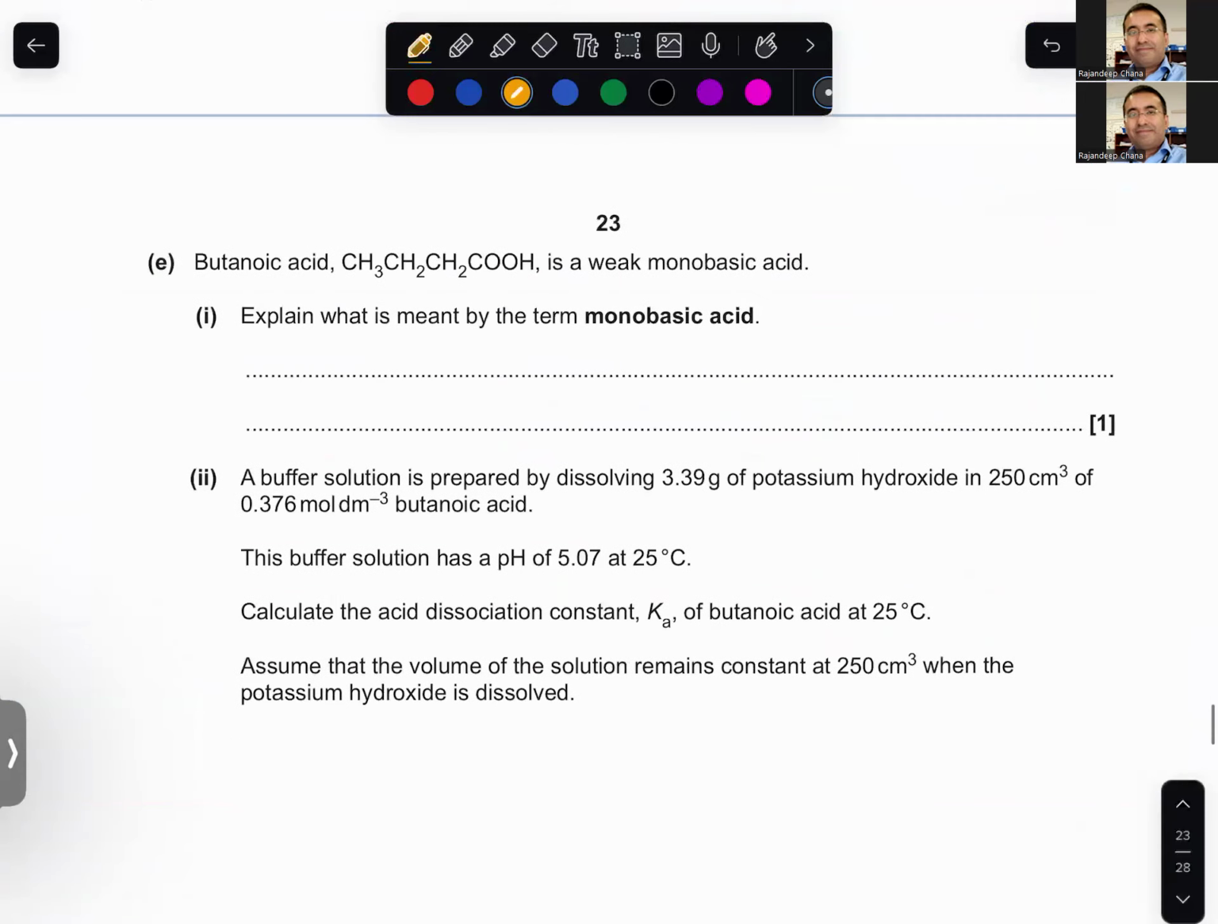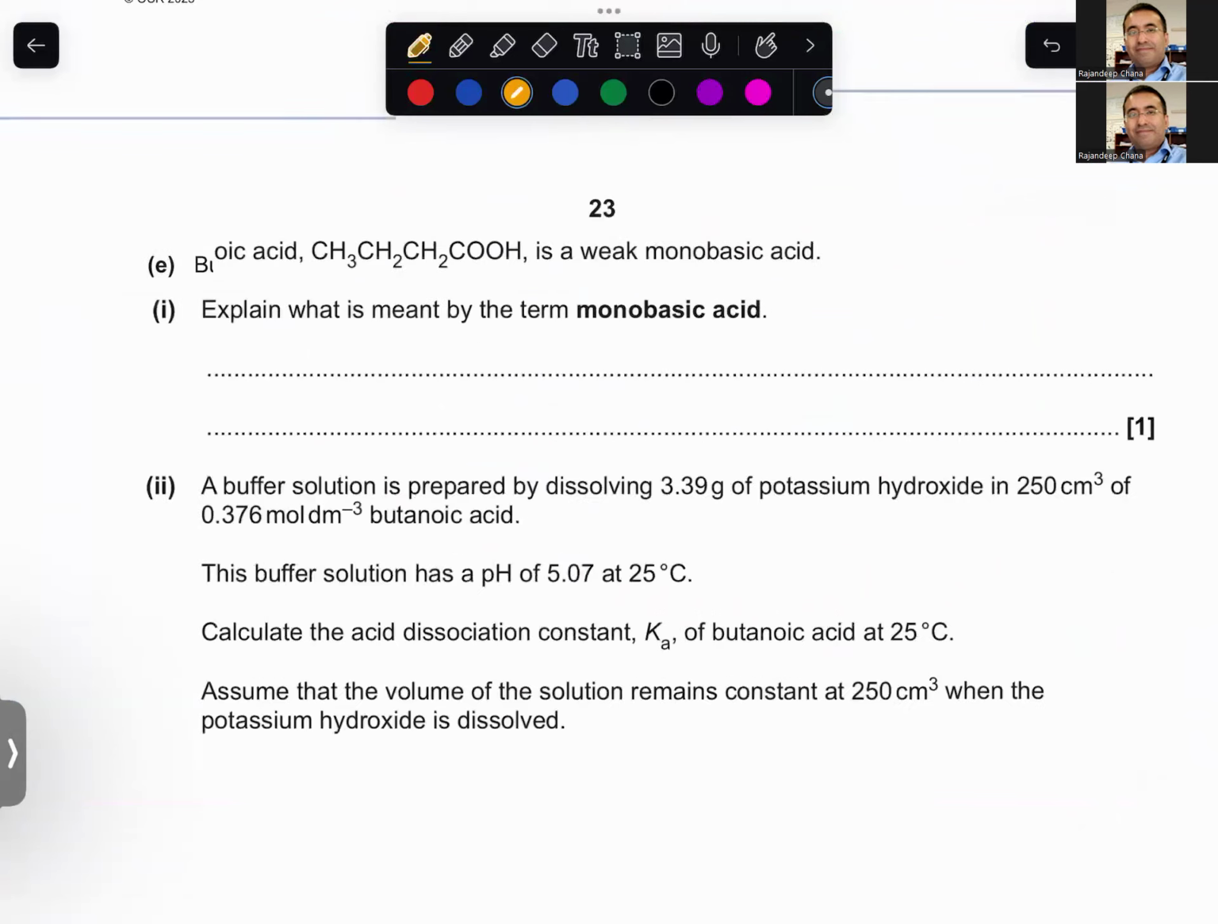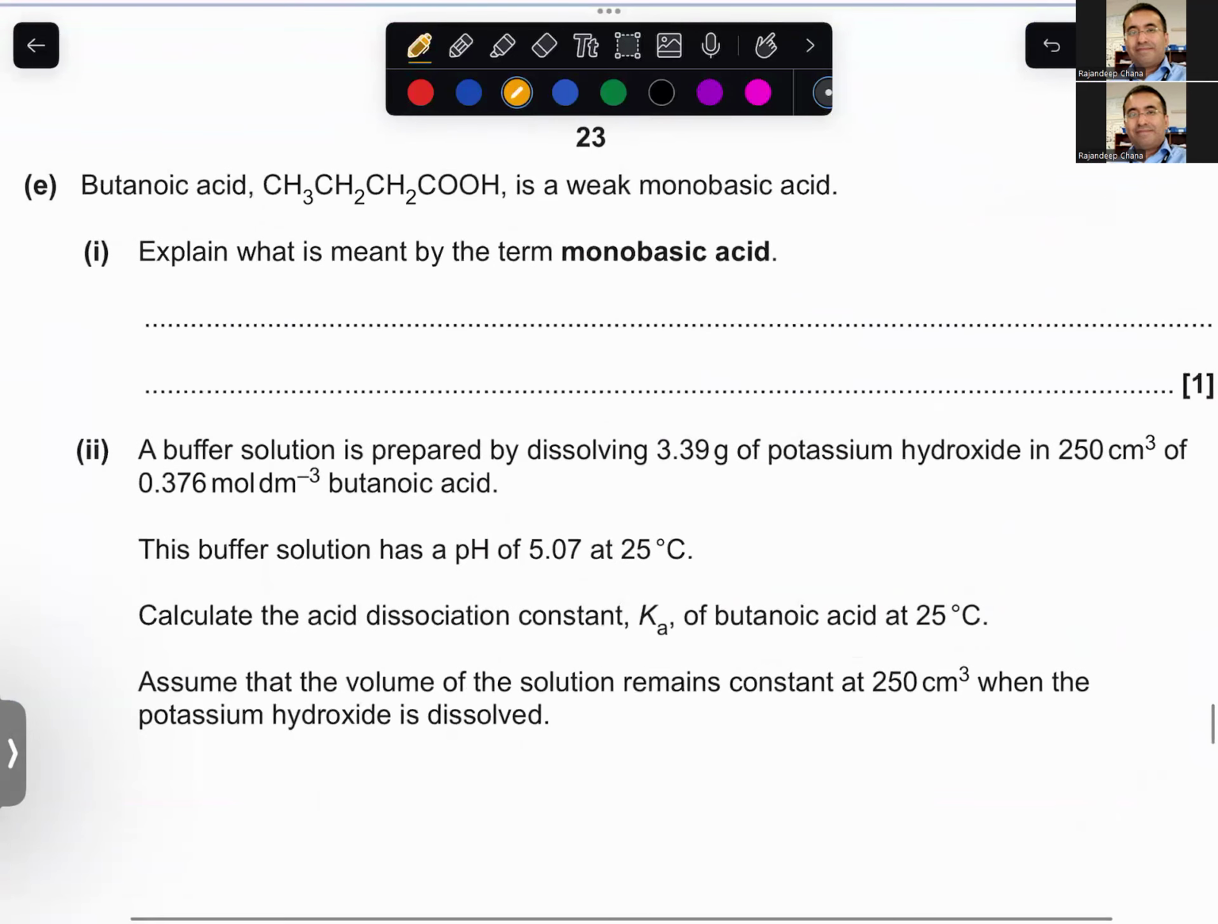Moving on. Butanoic acid is a monobasic acid. And this term, monobasic, I've heard monoprotic. Let's just double check this definition. Monobasic.